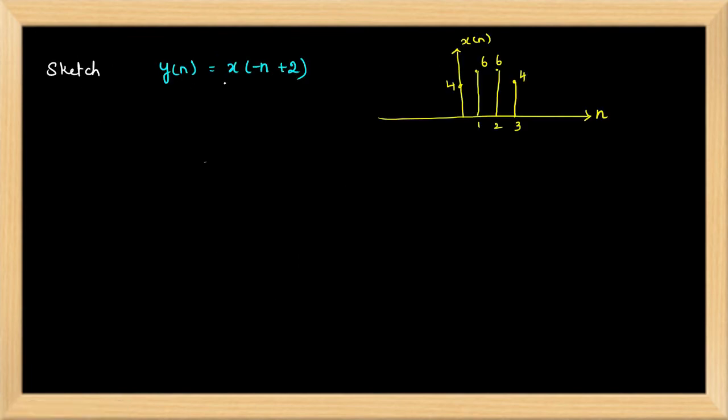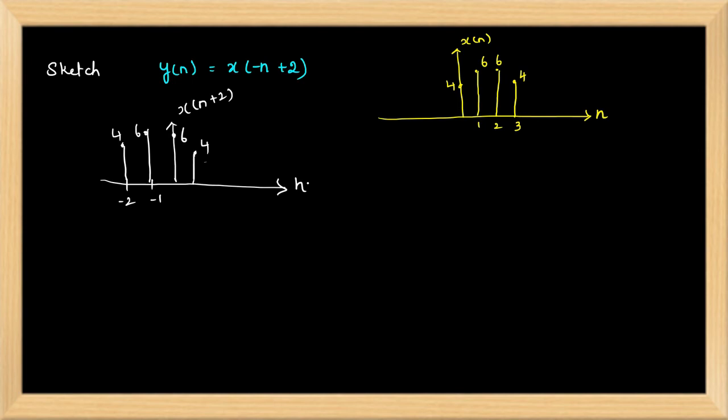Here we have to sketch y of n equal to x of minus n plus 2. This is our x of n given. First we will draw x of n plus 2. N plus 2 means we have to shift towards left, so it advances the signal. It will start from minus 2. At minus 2 it will have the amplitude 4, then 6 at minus 1, 6 at the origin, and 4 at 1. Okay, these are our samples n.